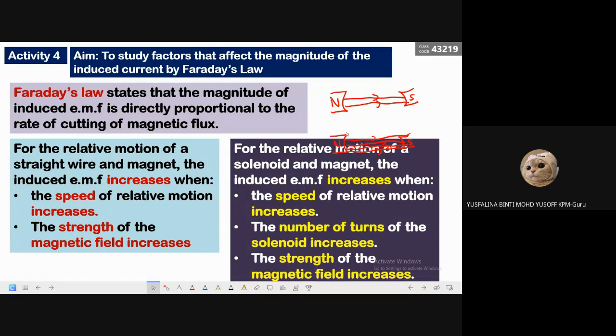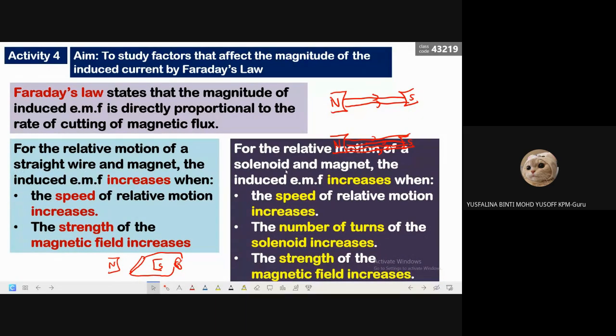Okay, so this one is for a straight wire, meaning only one wire, like that. And then this is a wire, a conductor here. Then we connected it to the galvanometer. That's why I said straight wire here.